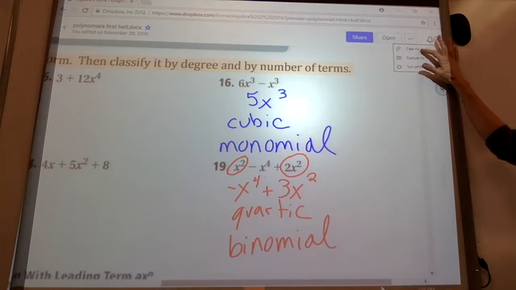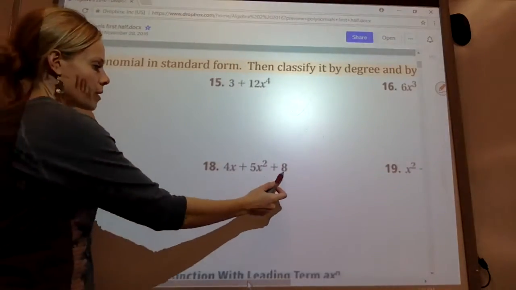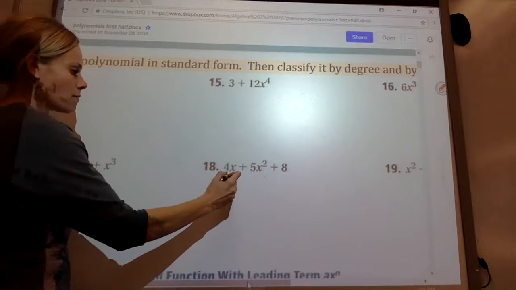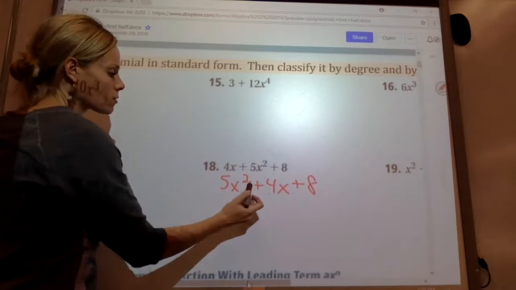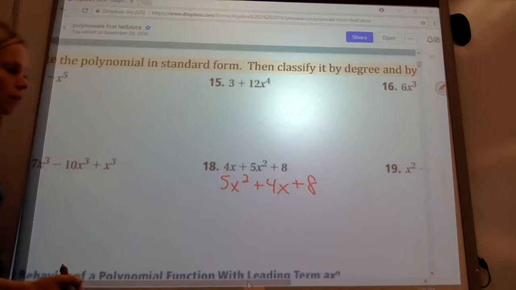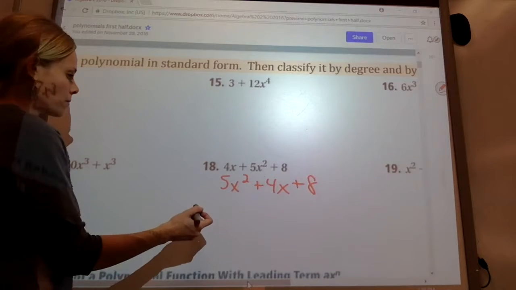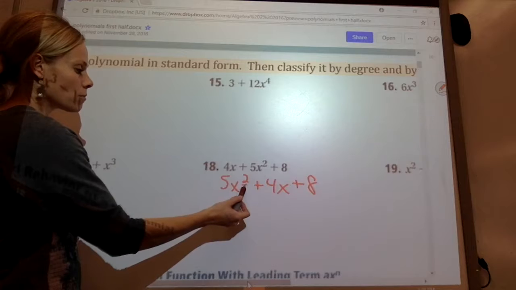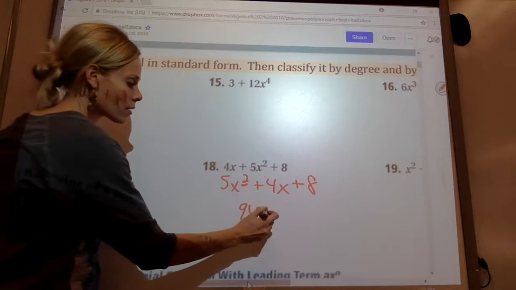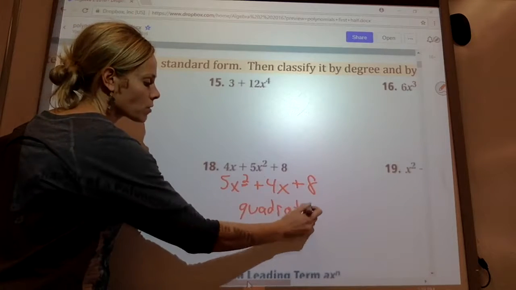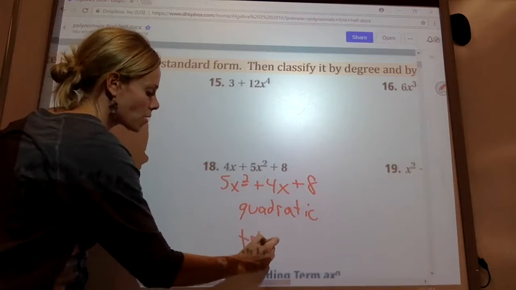Couple more. So standard form for this one, what term's going to be first? 5x squared, then what? Good, and then 8. Good. 2, 1, 0. Descending order. What would the name of this polynomial be? Cubic. No. What? There's 3. No. It's a 2. The highest power is 2. So that's a quadratic. You're thinking number of terms. There's 3 terms. So the number of terms would be trinomial.